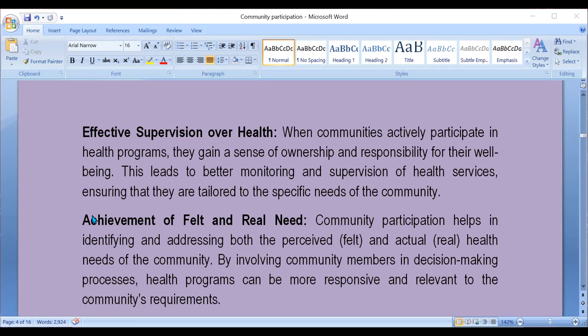Then the next advantage is achievement of felt and real needs. Community participation helps in identifying and addressing both the perceived and actual health needs of the community. By involving community members in the decision-making process, health programs can be more responsive and relevant to the community requirements. Because during the planning stage, they are there and they are listening.